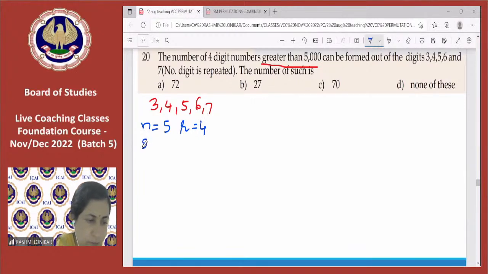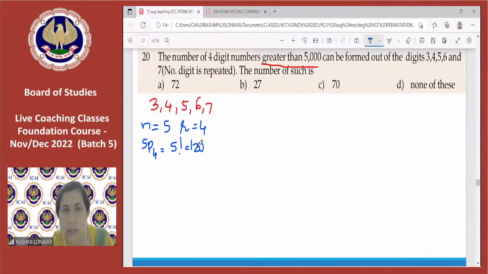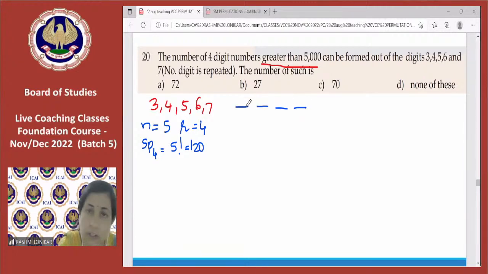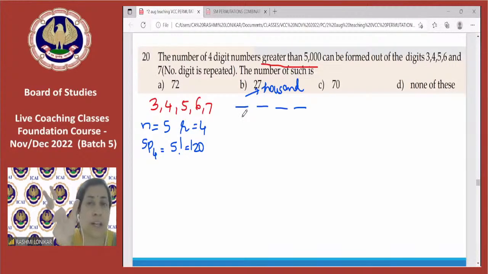I would have written 5P4 and I would have got this as 5 factorial, that is, I have 120 numbers from the 5 digits I have. But the condition is that the number should be greater than 5000. So I have to find this out. 1, 2, 3, 4-digit number. This is which? This is the thousands place. Okay, in the last sum also we discussed, this is the thousand place. Which are the numbers you can have here? Because my condition is what? It should be greater than 5000.